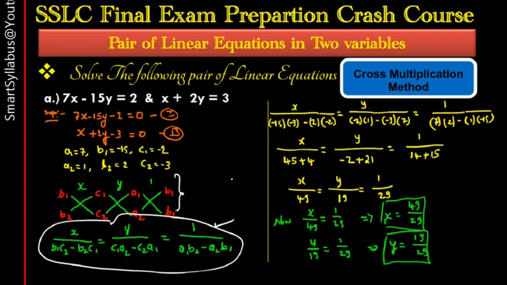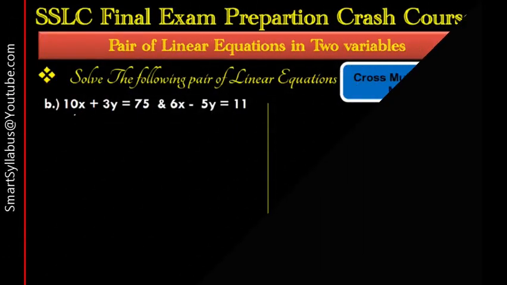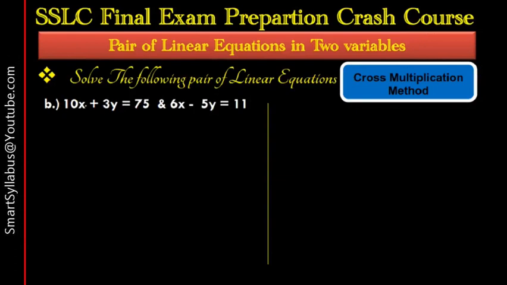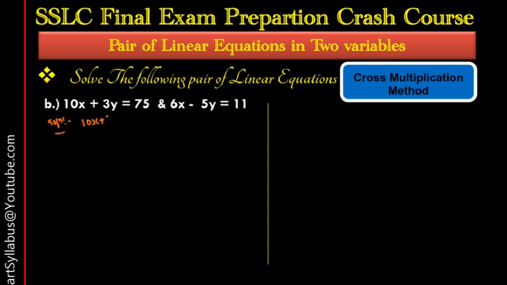Okay, now we'll solve one more problem related to this method, and after that it will be more clear for you. Let's move into the second numerical. Okay students, the second numerical. Let's write down the given equations. Solution, it's 10x plus 3y. Take 75 on the other side, so we write minus 75, that's equal to 0. Now the second equation, it's 6x minus 5y minus 11, that's equal to 0.